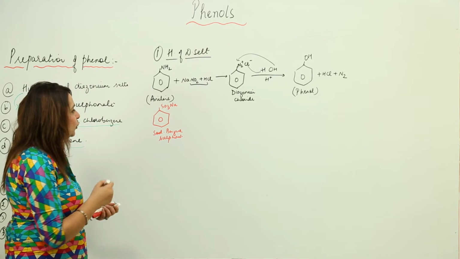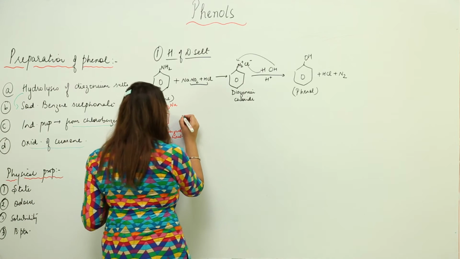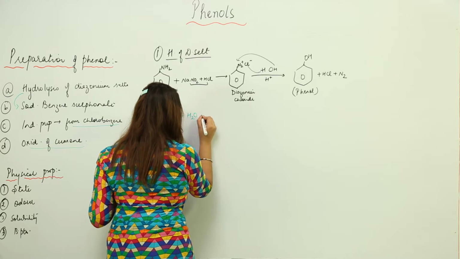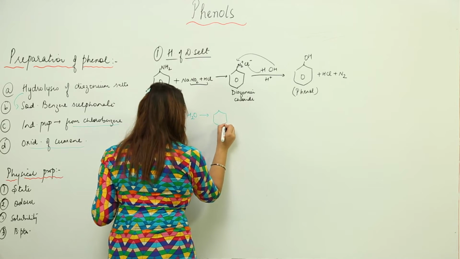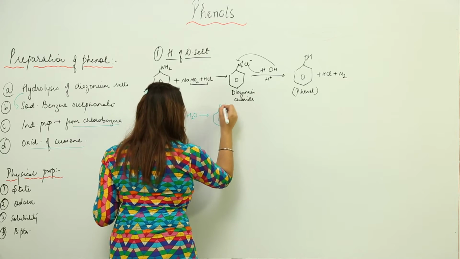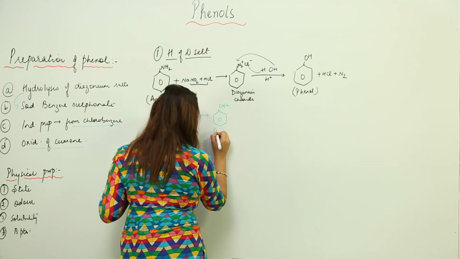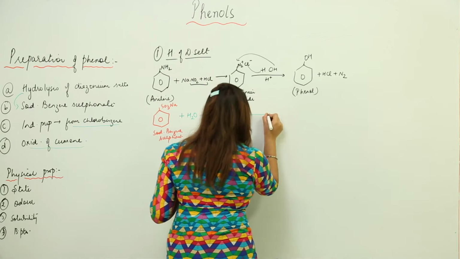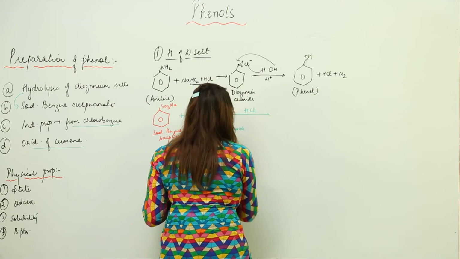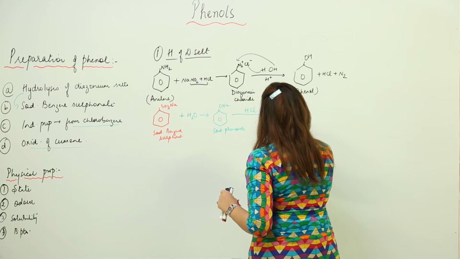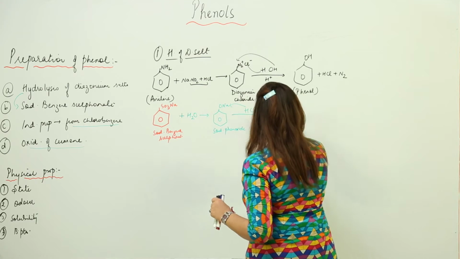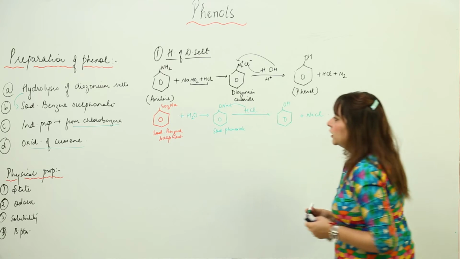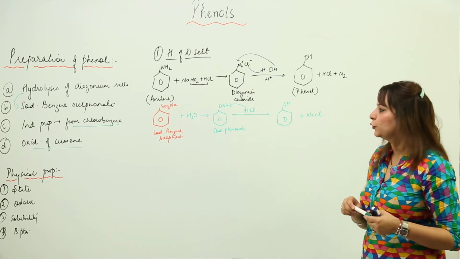So if we want to prepare phenol, we first need to convert it into sodium phenoxide, and how will we do it? We'll just hydrolyze it. When we hydrolyze it, we get an ONa group attached to the benzene, and what is that? Sodium phenoxide. Then we need to add acid to it, let's say HCl. Then what happens? H comes here, forms phenol, and NaCl is liberated. So this is how you can prepare from hydrolysis of sodium benzene sulfonate.